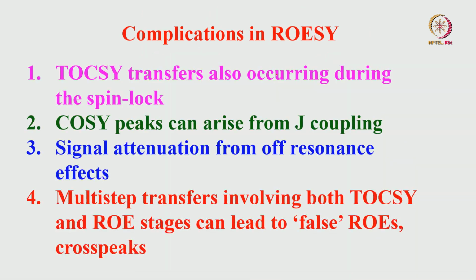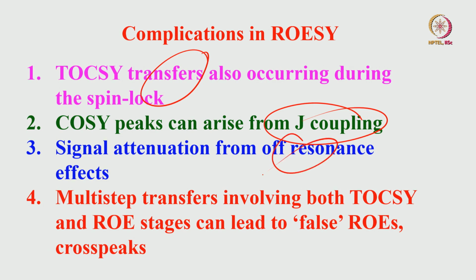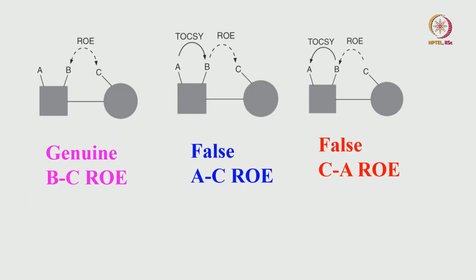These complications come in the ROESY. TOCSY transfer takes place during spin lock. COSY peaks also can arise from J coupling. There is signal attenuation from off resonance effects. There is a multi-step transfer involving both TOCSY and ROE stages that can give us false ROEs. All these complications can come. Somehow, especially TOCSY peaks, everything that can give rise to complications, we need to overcome that. How do you overcome that? These are the problems you come across.